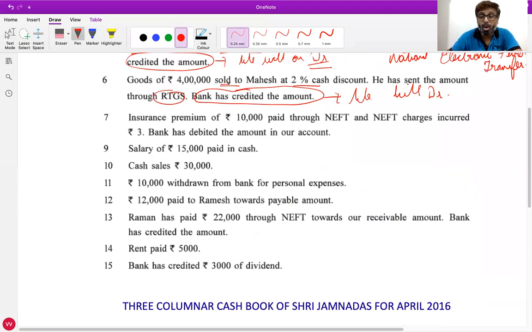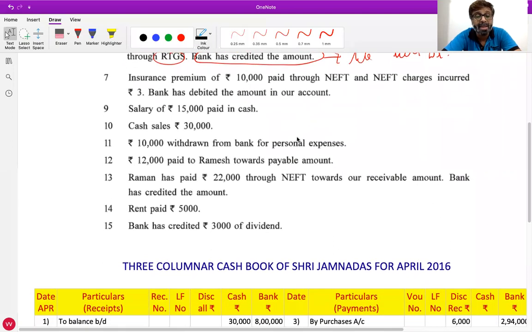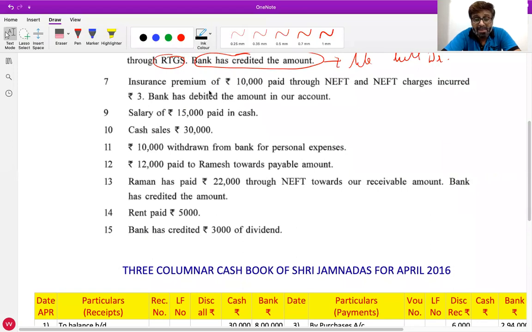Yes, sir. Sold means we receive the money, so it comes on the receipt side. So many ways to identify which side to record, correct? Next. Insurance premium 10,000 paid through NEFT and NEFT charges incurred rupees 3.